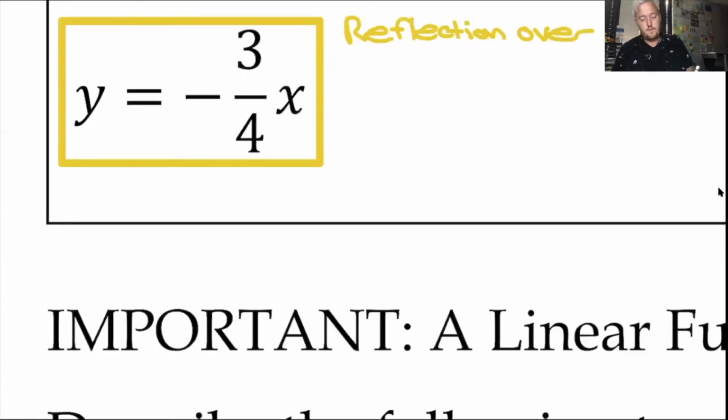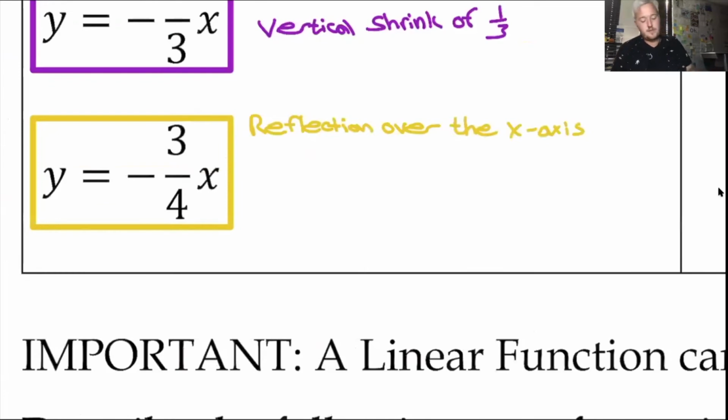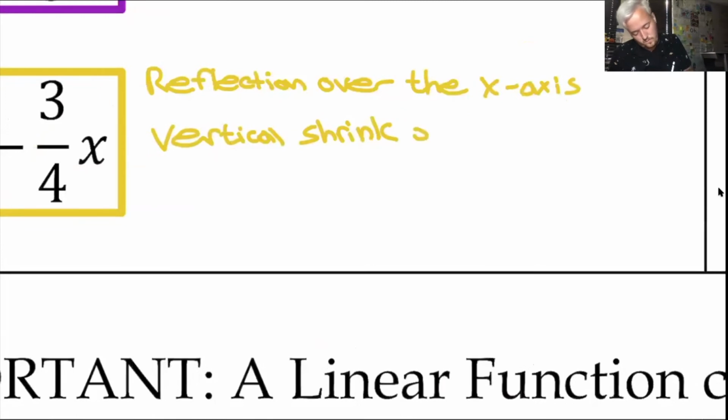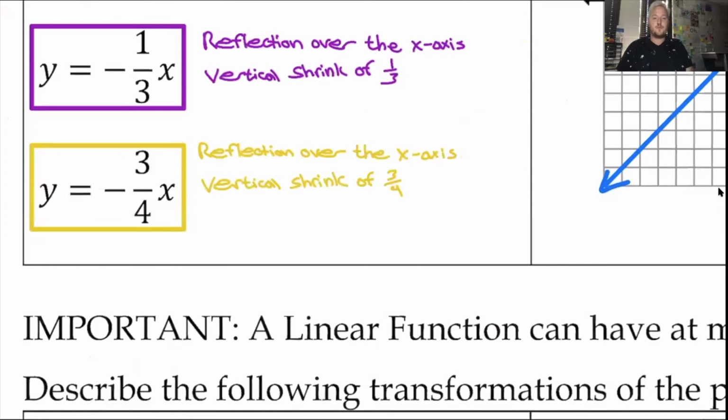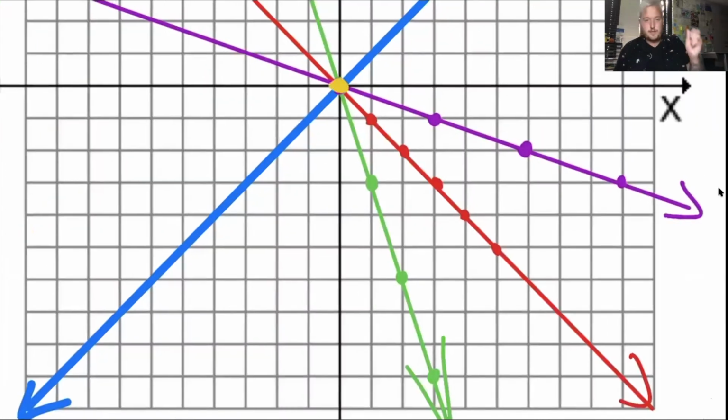All right, and 3/4 is less than 1, which means this is a vertical shrink. So vertical shrink of 3/4. So now I'm going to start at 0 once again, down 3, right 4. So 1, 2, 3, 1, 2, 3, 4.